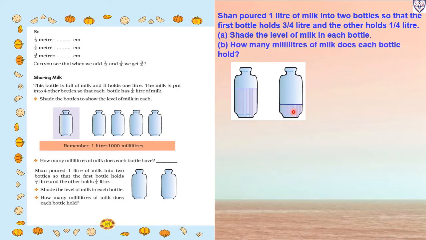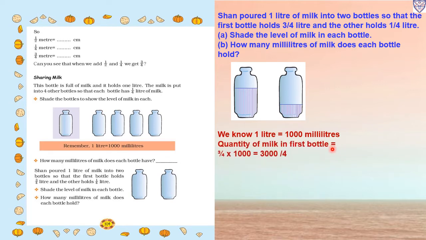Now next question, how many milliliters of milk does each bottle hold? Now we have to find out in milliliters how much they are holding in each bottle. So we know 1 liter equals 1000 milliliters. So the quantity of milk in the first bottle: how much quantity is there? That is 3/4 liter.